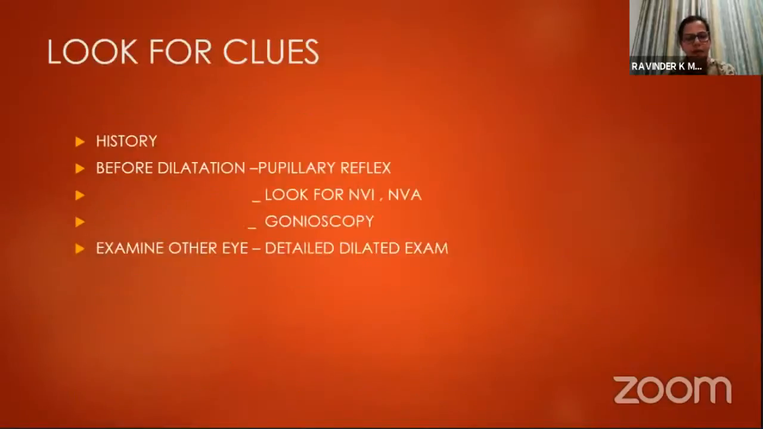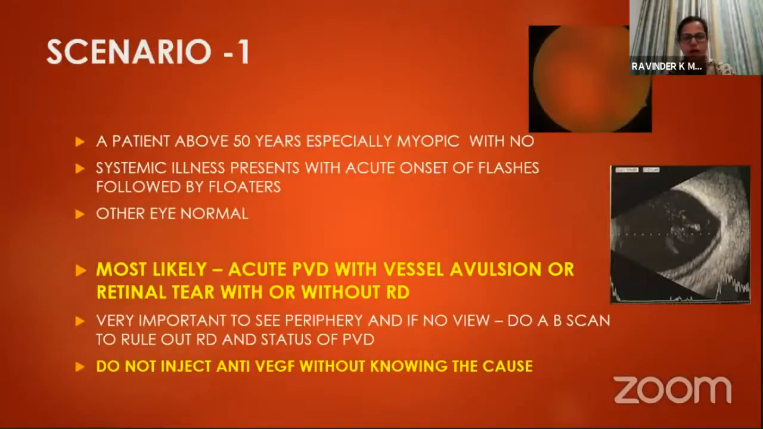So I'll be showing a few case scenarios which will clear the picture. Generally, the most common scenario is a patient above 50 years, especially myopic, who presents with the sudden onset of flashes followed by floaters. This is the most common scenario, and the other eye is normal. Most likely it is because of acute PVD with vessel avulsion or retinal tear, with or without RD. We see the periphery and do a B scan, and then accordingly we treat further.